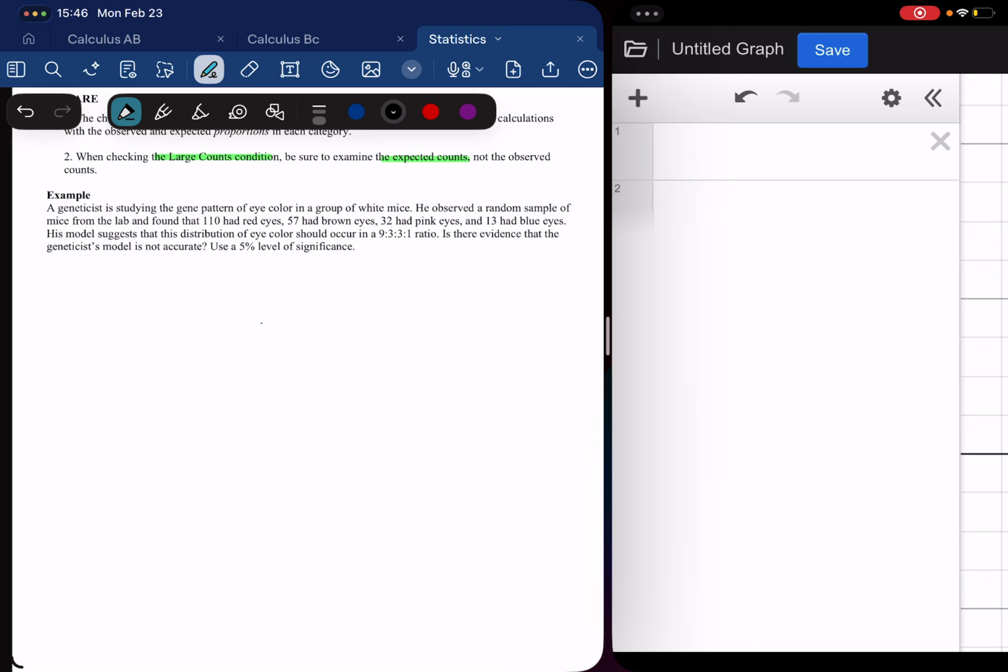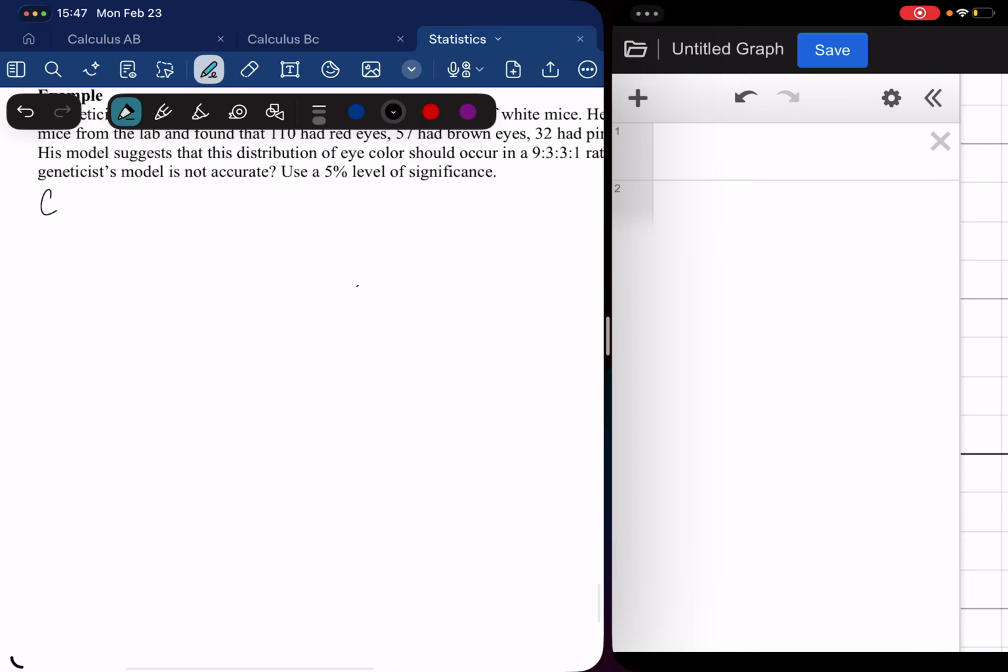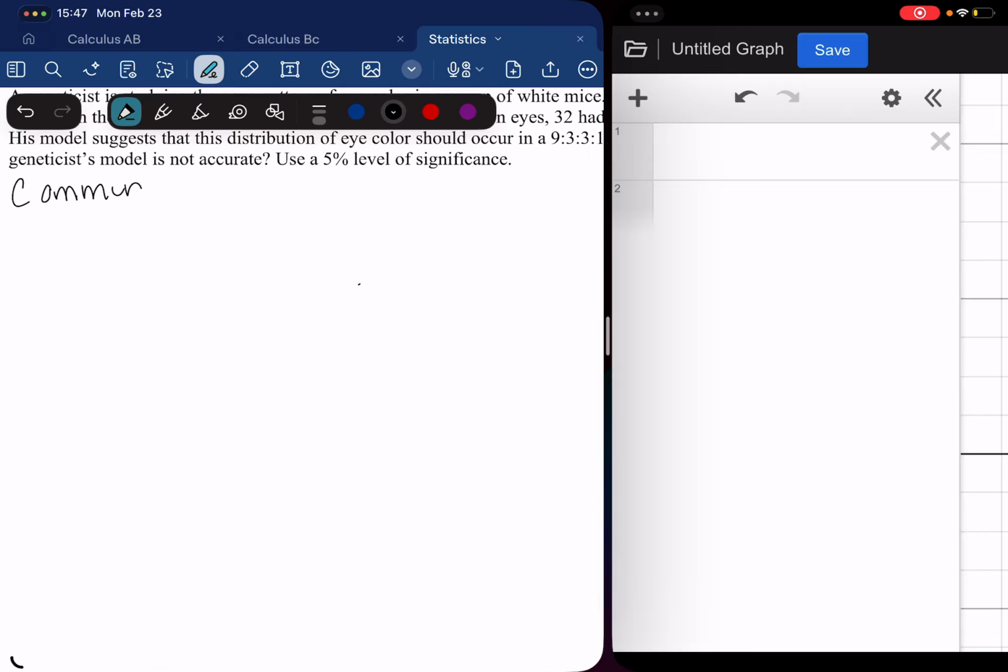From here, I'm going to do my conditions. So first with random, in the problem, they said they had a random sample of mice. For independence, I'm using the total number of mice, so 212, and saying that is less than or equal to 10% of all mice, which is a safe assumption. And then for large counts, I'm going to go back and look at all my expected counts. All the ones I calculated, and I'm going to ask myself, are they greater than 5? And since they are, I'm going to say all expected counts are greater than 5.